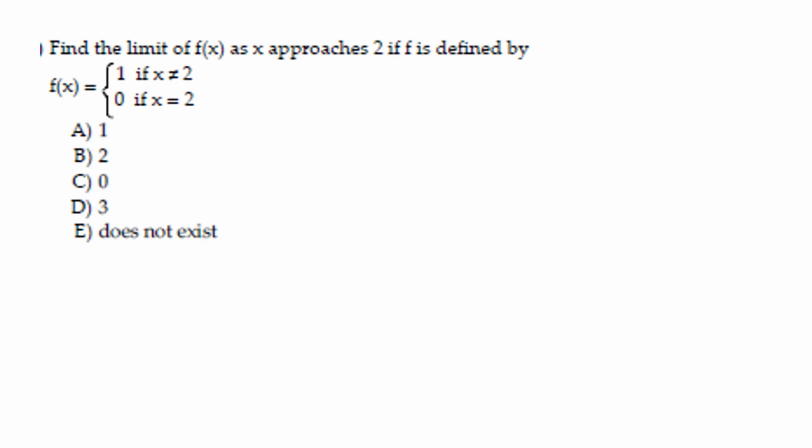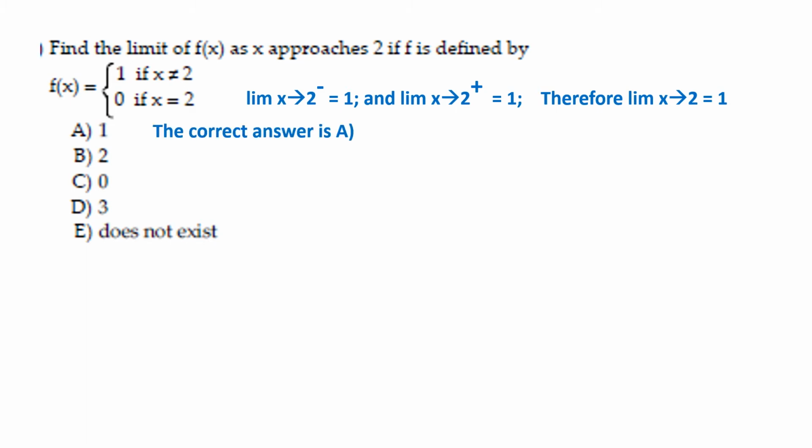Find the limit of f of x as x approaches 2 if f is defined by f of x equals 1 when x is not equal to 2, and equal to 0 if x equals 2. The limit as x approaches 2 from the left is equal to 1, and the limit as x approaches 2 from the right is also equal to 1. Therefore, the limit as x approaches 2 is equal to 1. And the correct answer is therefore A.